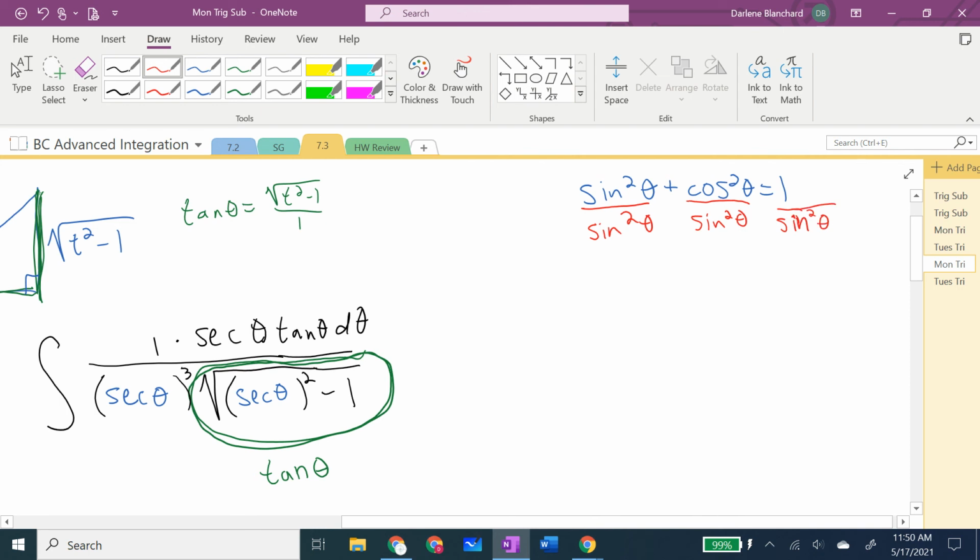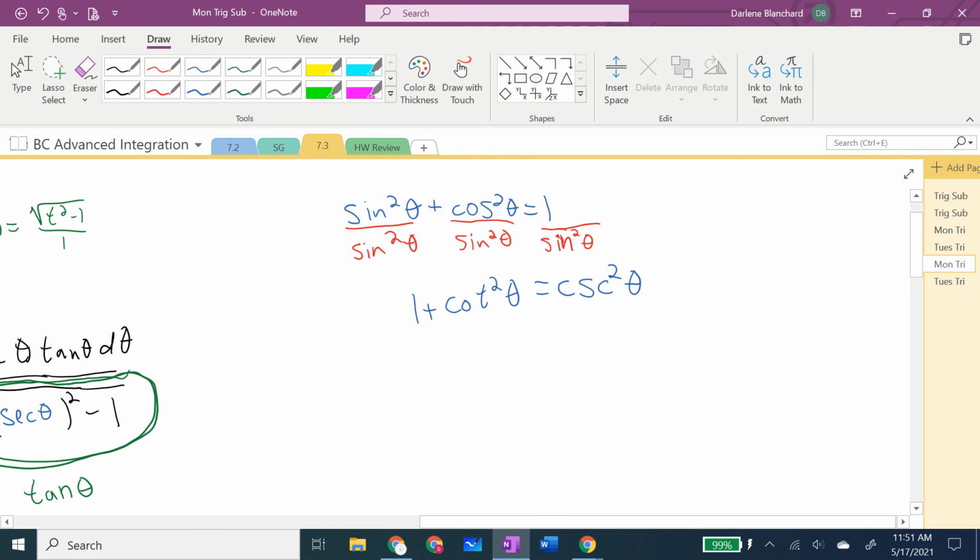Sine squared over sine squared gives us 1, and then cosine squared over sine squared gives cotangent squared, and then 1 over sine squared is cosecant squared. Does everyone feel comfortable with their reciprocal identities?